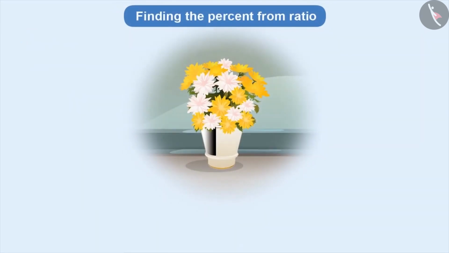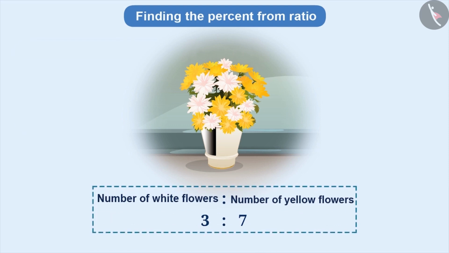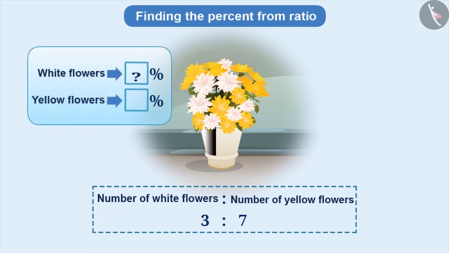Let us suppose a flower pot has some white flowers and some yellow flowers. The ratio of white flowers to yellow flowers is 3:7. Just think, on the basis of ratio, can we find the percent of white flowers and yellow flowers? Think for a while. Let me tell you.